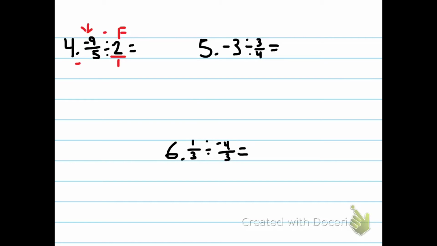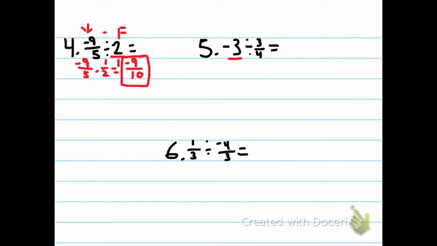So -9/5 times 1/2. So -9 times 1 is -9. Then 5 times 2 is 10. And you can simplify that down further. So your answer is -9/10.